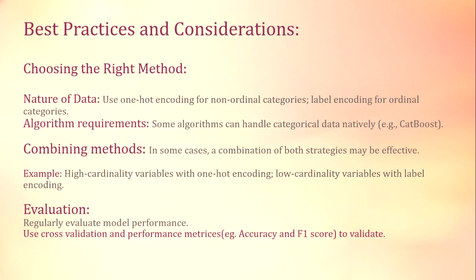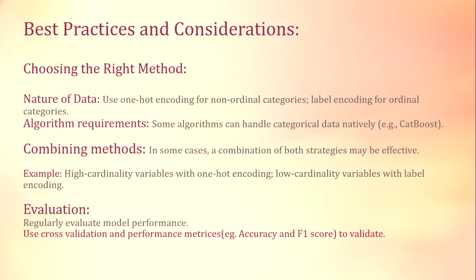The best practices and considerations are, first, choosing the right method. It totally depends upon the nature of the data and the algorithm requirements. If the data is from non-ordinal categories, then we use one-hot encoding, and if it is from ordinal categories, then we use label encoding.